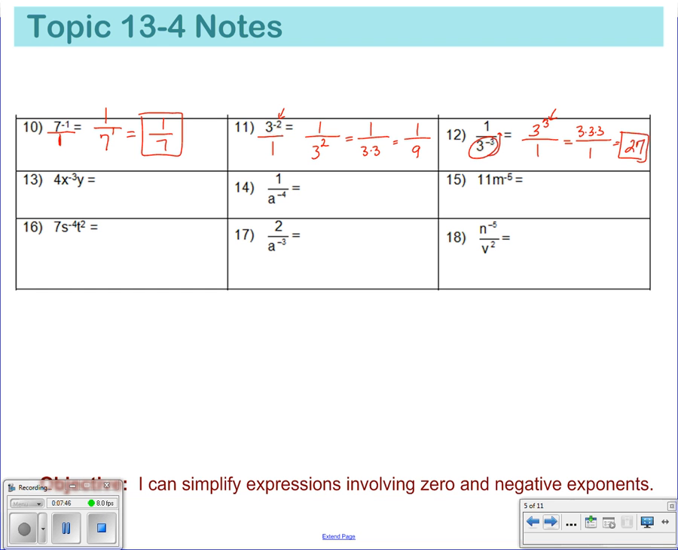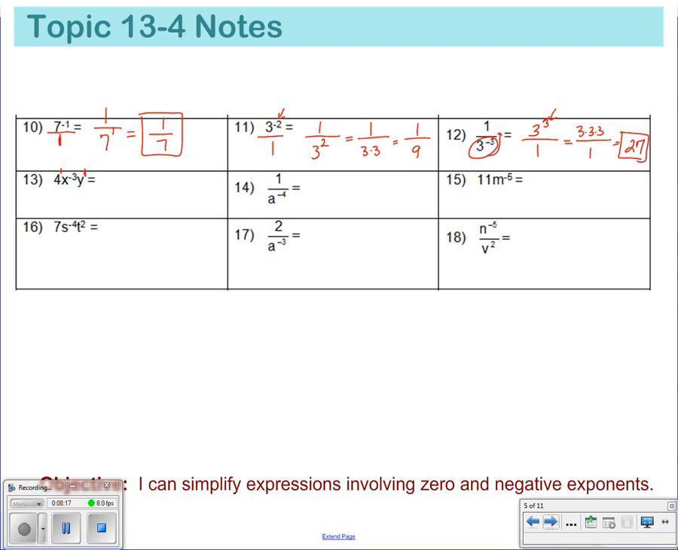Started with number 13. Notice you have more than one term. We have a 4, we have x to the negative 3rd power, and then y. When you have more than one term, it is a good idea to write the exponents of all the terms so that you can figure out which one is the negative exponent. What I mean by that, if you do not see an exponent, it's always understood to be 1. So 4 to the 1 power is still 4. We have x to the negative 3, and then y doesn't have an exponent, so we'll put a 1 there.